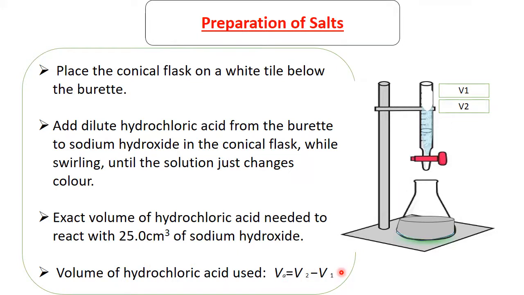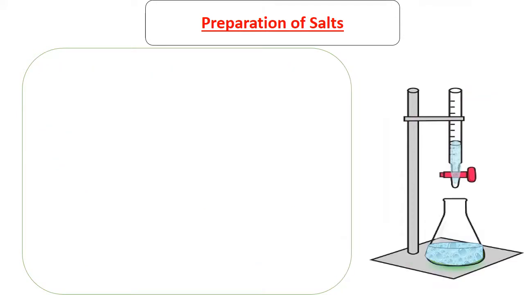So hope you have gotten the thinking here. When the color changed, it showed that the reaction was complete. That's why we stopped adding the acid, and the acid that has been used up is this here, V2 minus V1. So now go to the second and final step, which is the second titration, or the final type. By the way, this method is called titration.